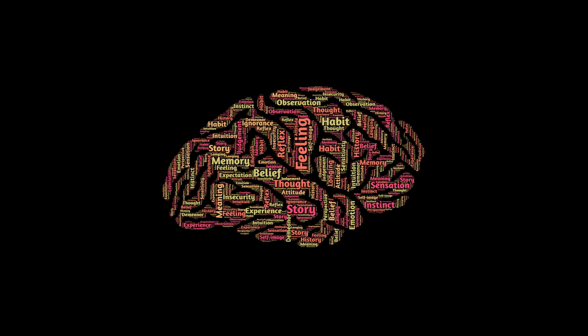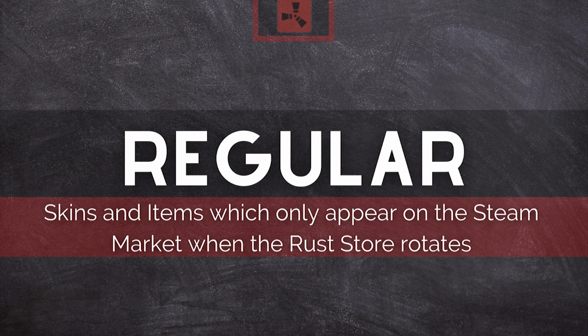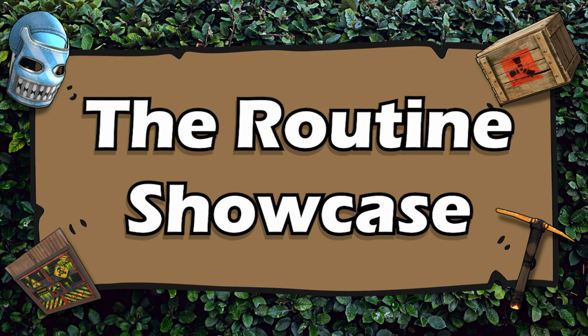With all this knowledge, you too should now know about the weekly routine, where the new skins appear in the Rust store, then roughly 6.5 days later the abnormal skins will become marketable earlier, then another 12 or so hours later the Rust store will change again and add new skins, which will then cause the regular price skins from the previous week to become marketable. That right there is the complete routine, and it is down to you to take advantage and try and make some profits. The Routine Showcase.